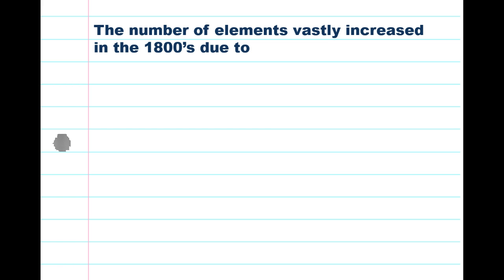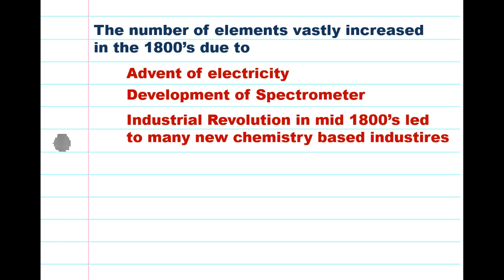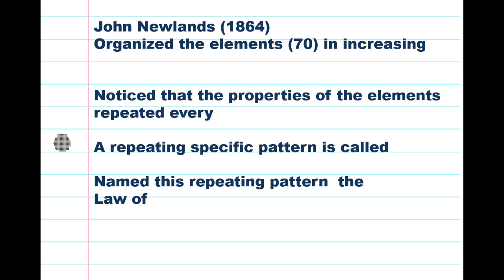Now, the number of elements continued to grow and grow in the 1800s due to a variety of things. One was the advent of electricity, the development of the spectrometer, and we used a student spectroscope in class to see the spectral lines and see how that acts as a fingerprint for elements. And then, of course, the Industrial Revolution in the mid 1800s led to many new chemistry based industries, which led to the discovery of a lot of the new elements.